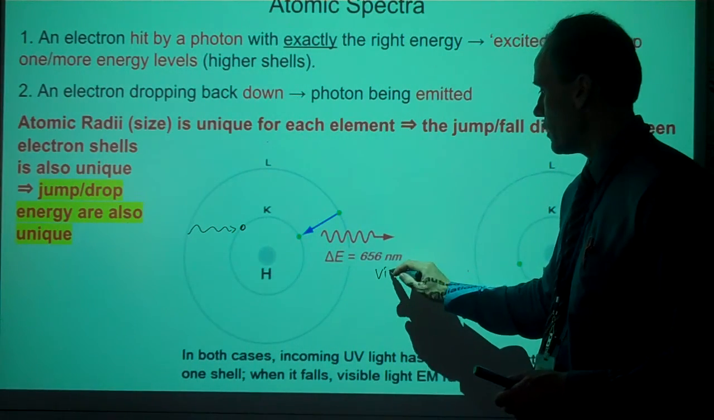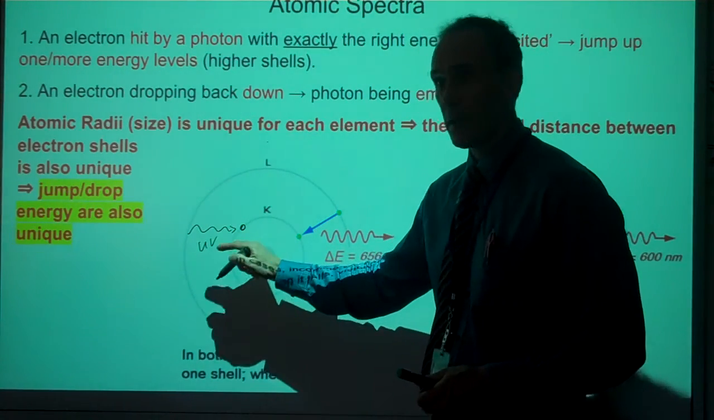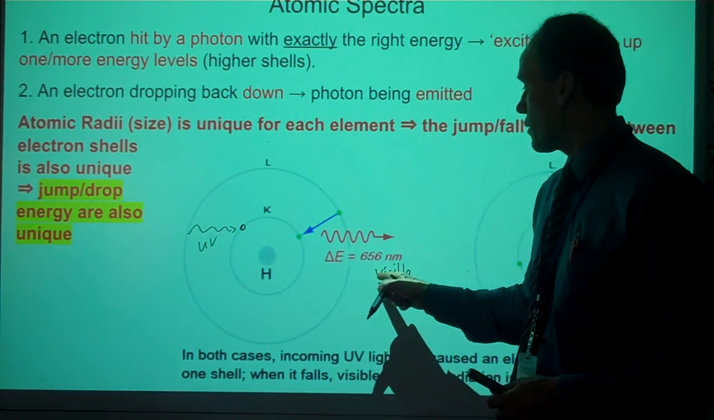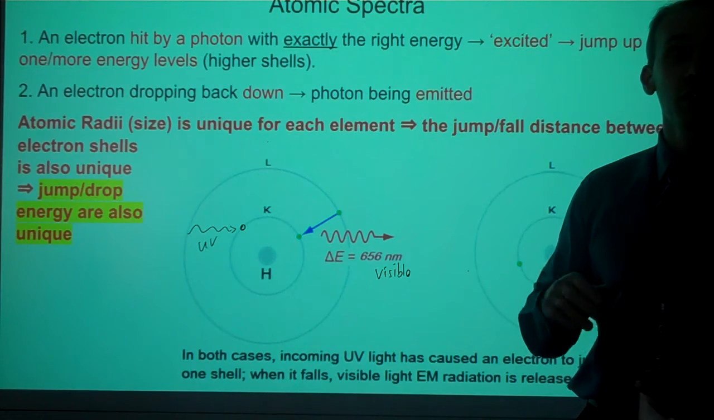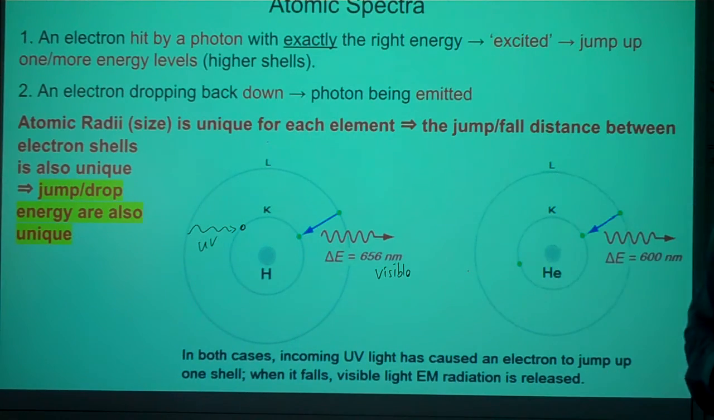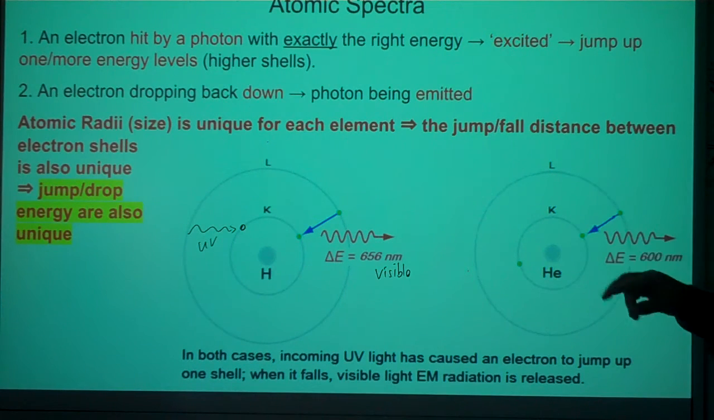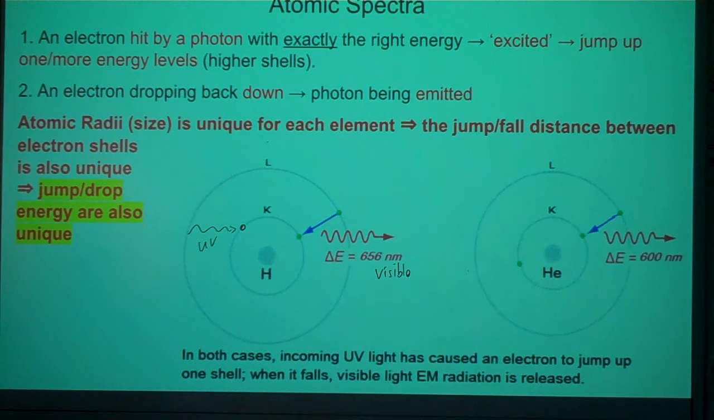This is visible. This might be UV coming in. Okay? UV energy comes in. So this is literally emitting a little ray of visible light. Detectable visible light. Coloured visible light. Red, orange, yellow, green, blue, indigo, violet. I'm not sure at that wavelength what the colour is, but it's visible light.